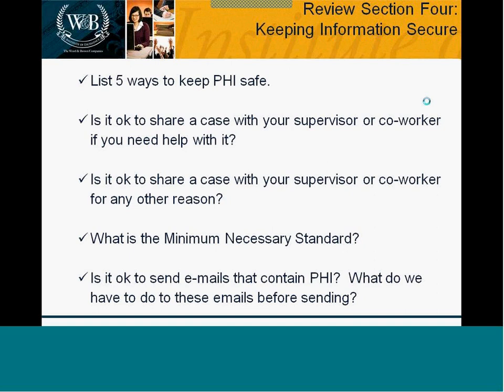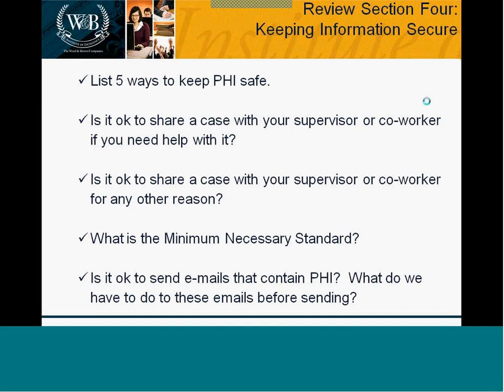The last section: list ways we can keep protected health information safe. Well, we talked about that: locking the desk drawers, locking the computers when we walk away, picking up the printers and faxes and confirmation pages, shredding things, etc. So let's think about doing that.